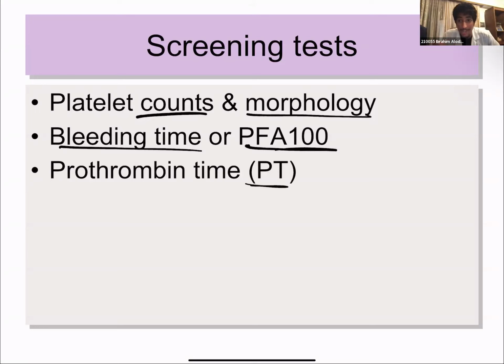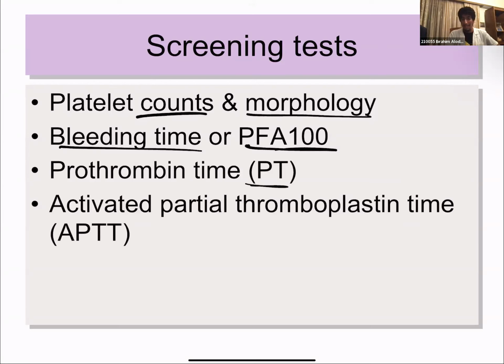What does prothrombin time check for? Which pathway? Extrinsic, perfect. And then APTT, which is activated partial thromboplastin time. What does that check for? Perfect. And then you can just check for factor 13 by itself because we said it's really not in any of the pathways.